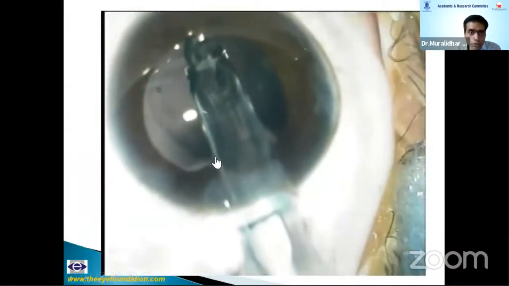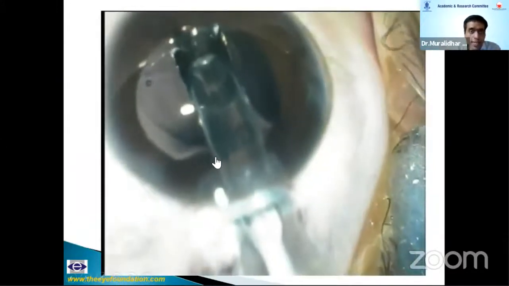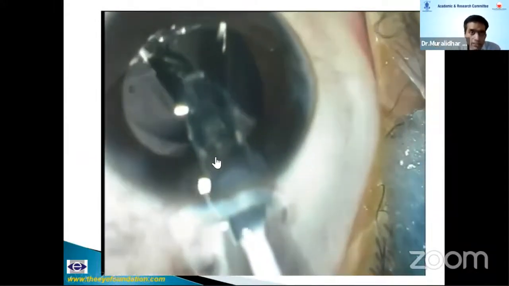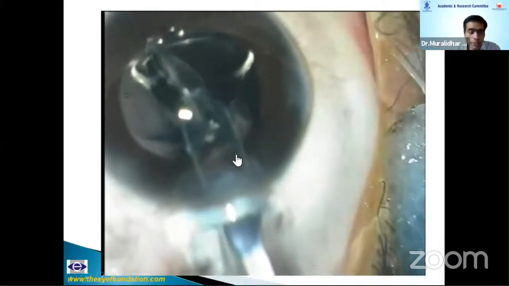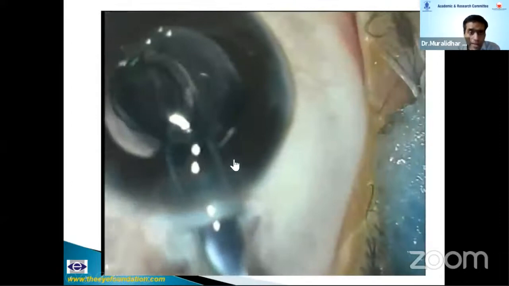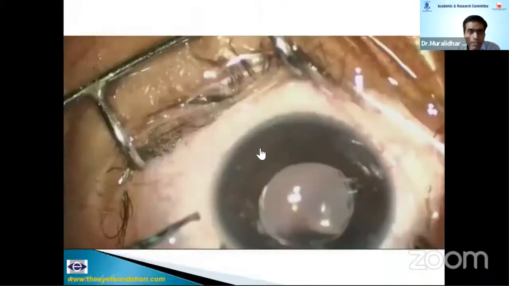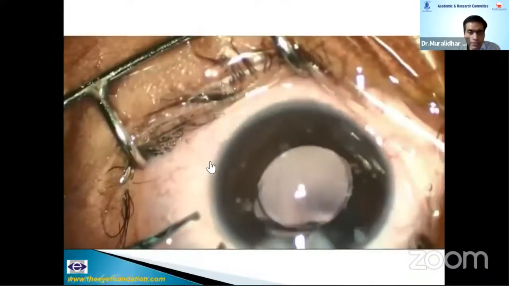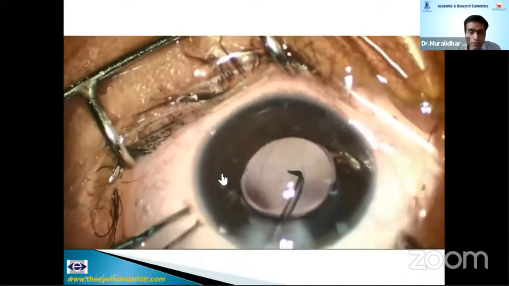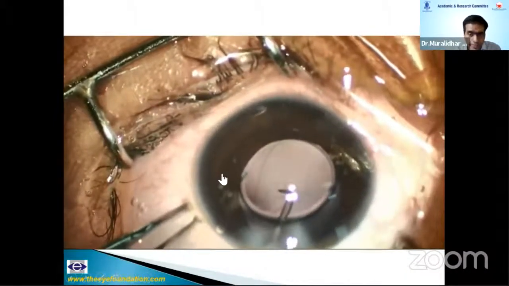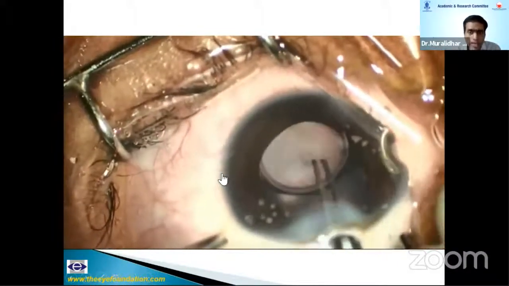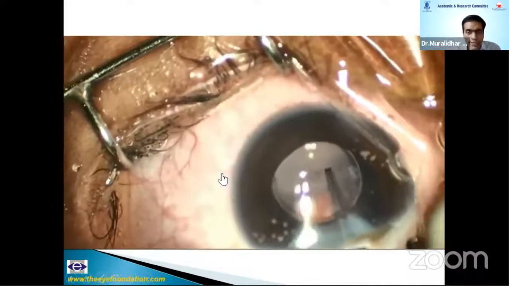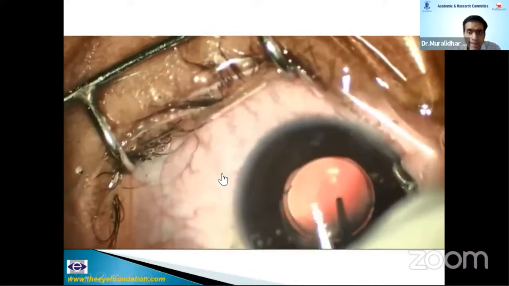IOL implantation, you need to inject a lot of viscoelastic in the capsular fornices and make sure your leading haptic goes into the bag. So this is very important that your leading haptic goes into the bag. And in case you implant a 3-piece IOL, you can nudge the IOL a little bit, do a rhexis after IOL implantation. This is a lot more clumsy, and you may not get a rhexis of the optimal size.